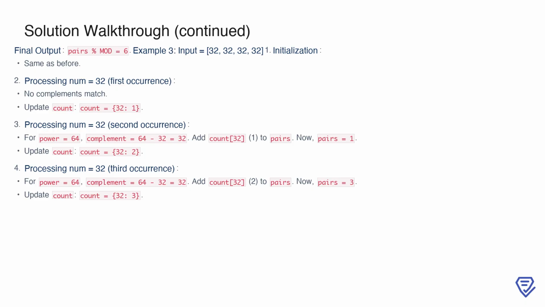For the third occurrence of 32, the complement 64 minus 32 is equal to 32 again, which matches. Adding its frequency, 2, to pairs brings the total pairs to 3. The count is updated to 32: 3.